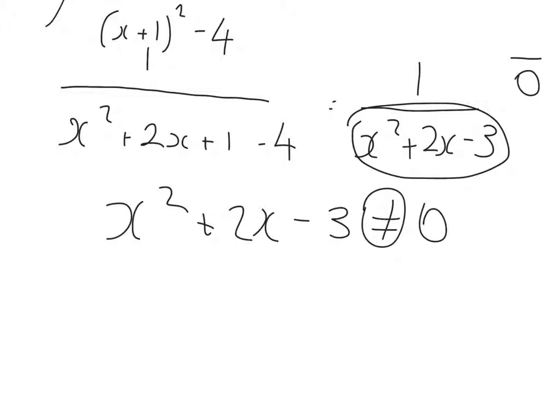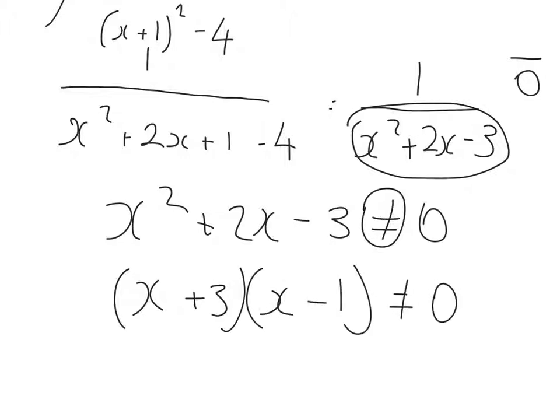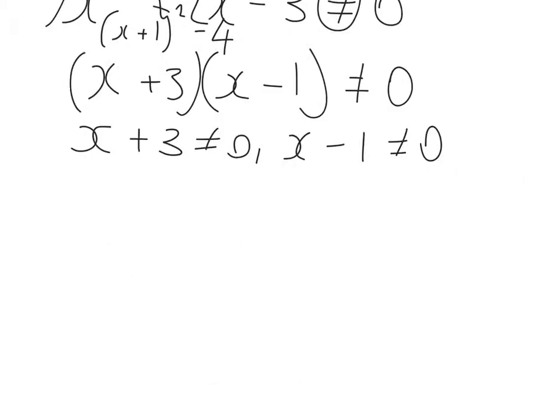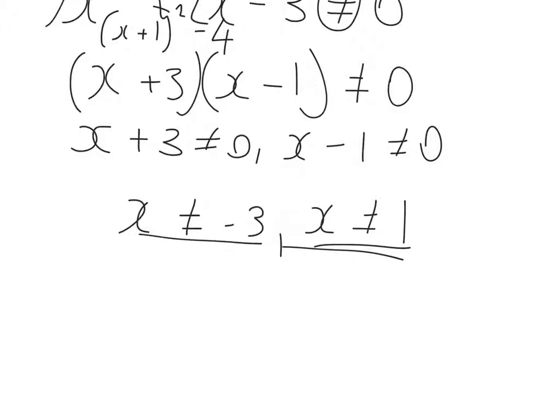Two numbers that multiply together to give minus 3, add together to give 2. That will be x plus 3 bracket x minus 1 cannot be equal to 0, which means x plus 3 cannot be equal to 0, x minus 1 cannot be equal to 0. So x cannot be minus 3 and x cannot be 1. Those are restrictions on the domain. Now, the terms restriction in the domain and suitable domain are really interchangeable. If minus 3 and 1 are restrictions on the domain, then that implies everything else is suitable.